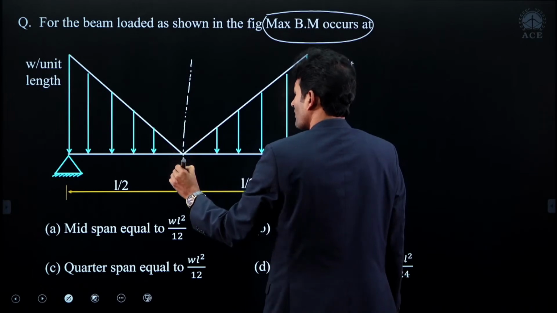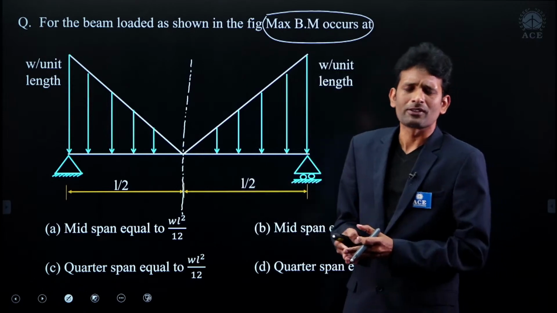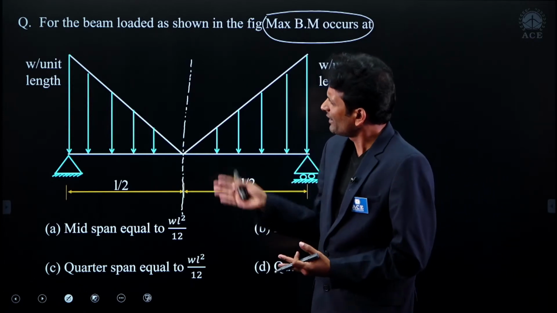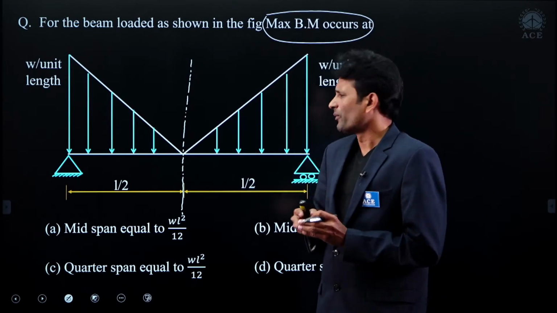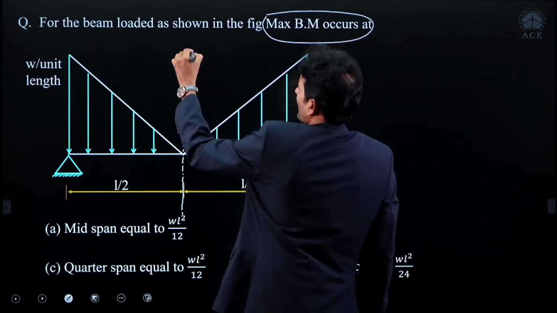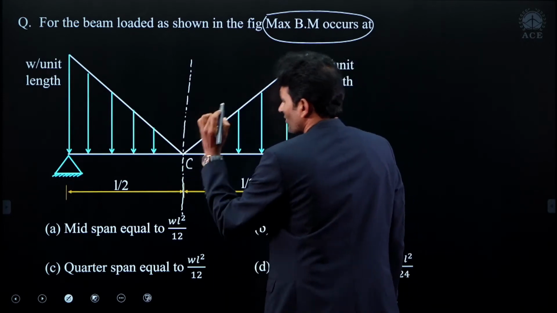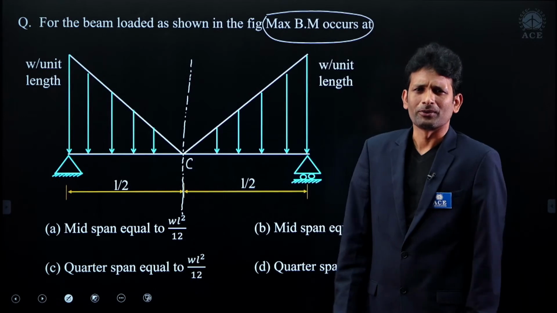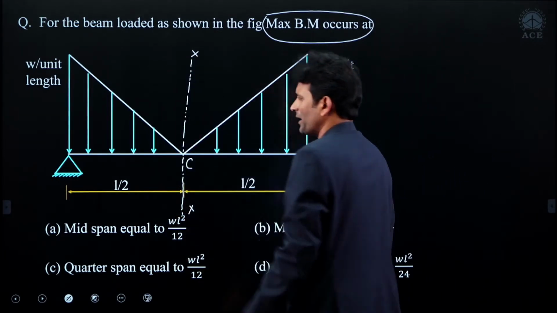zero. This is not true for all cases, but most of the times. In case of a simply supported beam, whenever you find symmetrical loading, by default we have the maximum bending moment at midspan. Let us consider this as point C, where the bending moment is generated. So I need to find the bending moment at this section, the maximum bending moment.